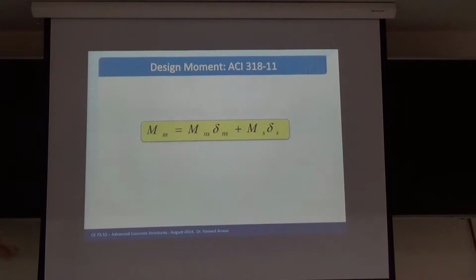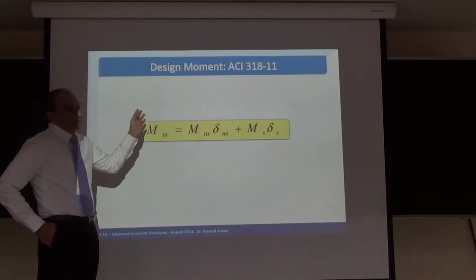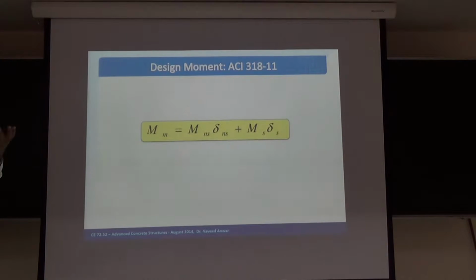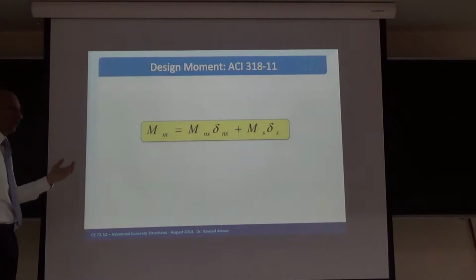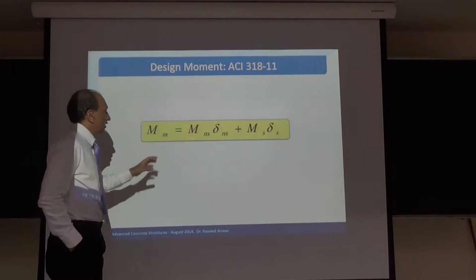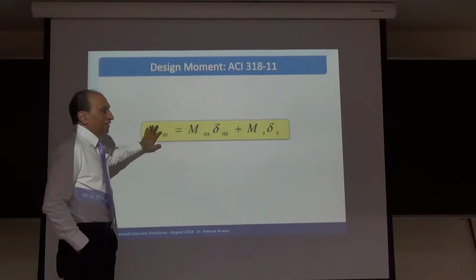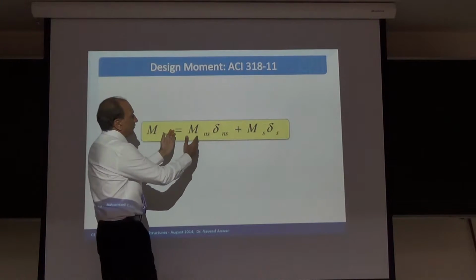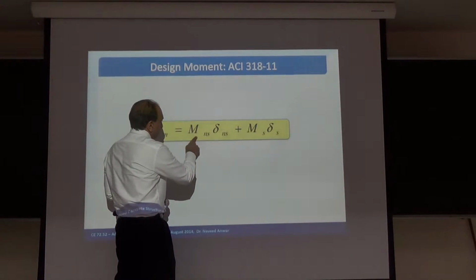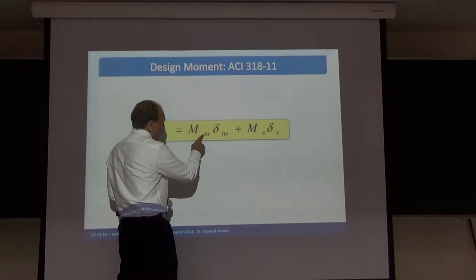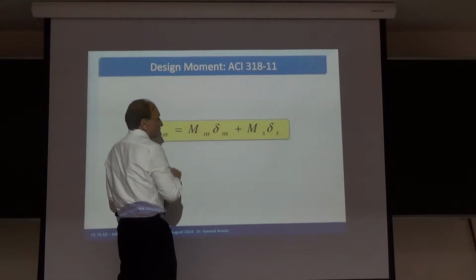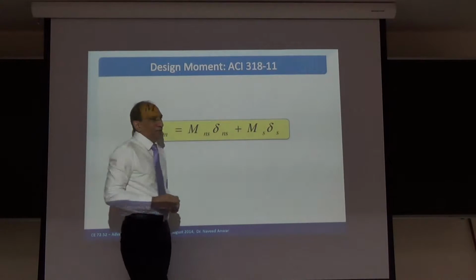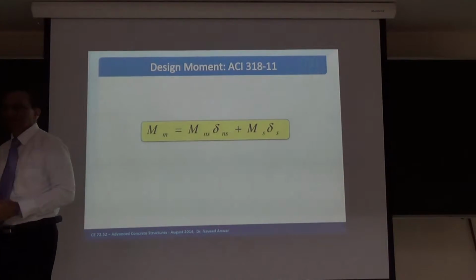Now, the design moment, if you remember, I showed you a slide. From the analysis moment that you get from the frame analysis or from ETABS or simple analysis, you need to calculate the design moment. So this is the design moment, and this is calculated by two factors: the non-sway part of the moment, multiplied by the non-sway factor, and the sway part of the moment multiplied by the sway factor. So what does it mean?